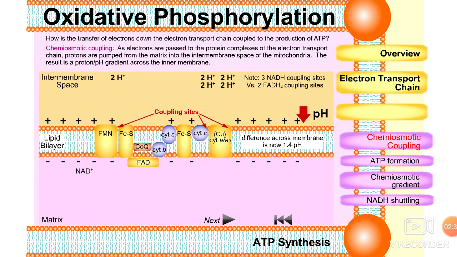Here also, two pairs of hydrogen ions. If electrons are transported from NADH plus, three pairs of protons get translocated to the intermembrane space. If electrons are transported from FADH2, two pairs of hydrogen ions are translocated to the intermembrane space. As a result, within the intermembrane space, the pH decreases, and the positively charged molecules increase within the intermembrane space.